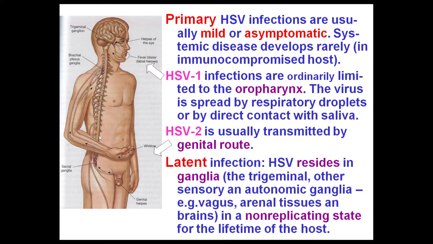This latent infection resides in ganglia, and again the trigeminal nerve, quite often brachial plexus ganglia or sacral ganglia. They occur there in a non-replicating state. So it means within this time, with the help of the typical assays, we cannot find the virus in the body, but antibodies will be there.